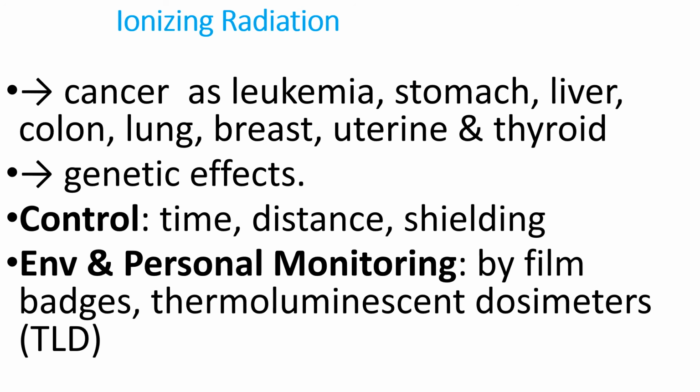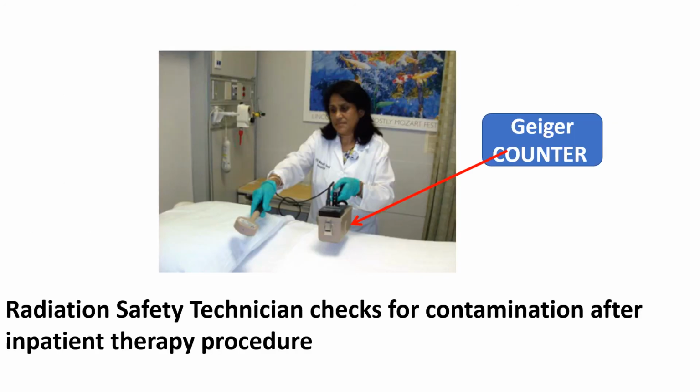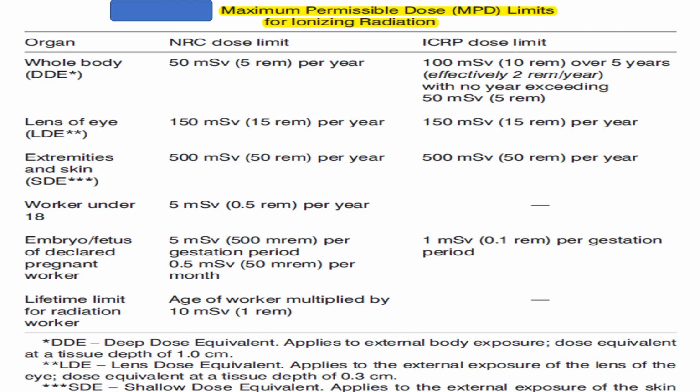Ionizing radiation can lead to cancers such as leukemia, stomach, liver, colon, lung, breast, uterine, and thyroid cancers, and genetic effects. Control by time, distance, and shielding, environmental and personal monitoring by film badge and thermoluminescent dosimeters. These were described in the lecture about radiation. Here is a picture of a technician using a Geiger counter to assure that after an inpatient therapy procedure there is no contamination by radiation.